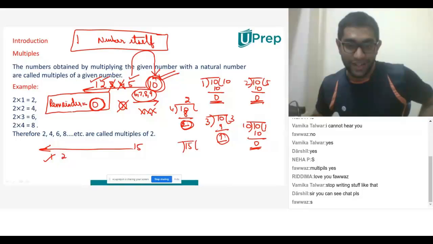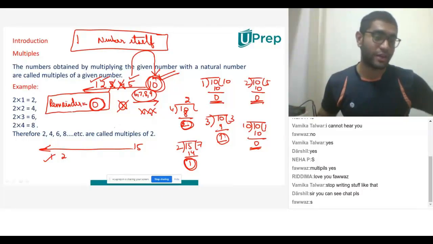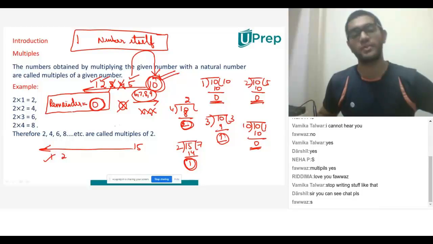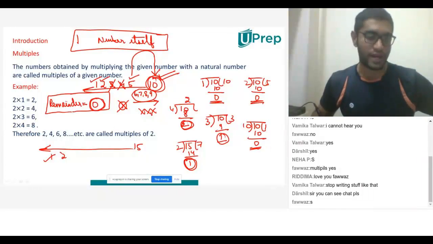When I divide 15 by 2, 2 sevens are 14. What is the remainder? 1, right? But what is the condition? It should be perfectly divisible. When is a number perfectly divisible? When the remainder is 0. Correct. So 2 is not a factor of 15.